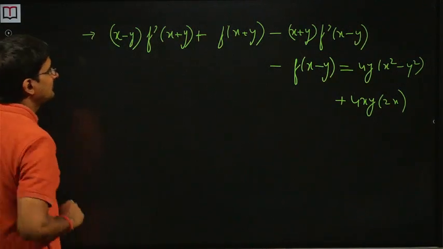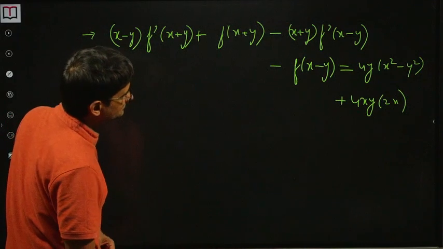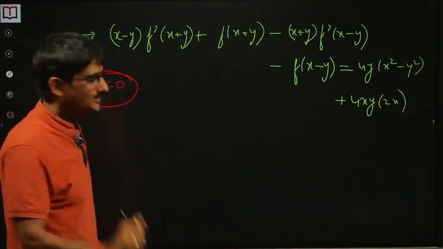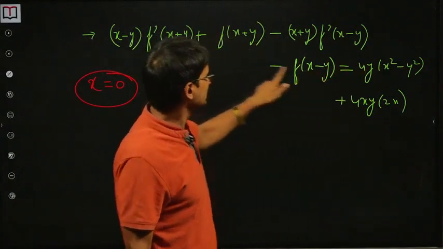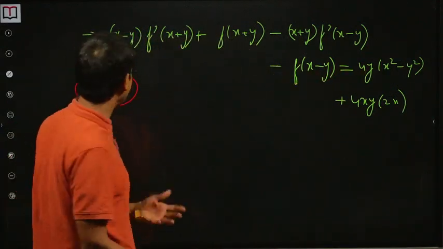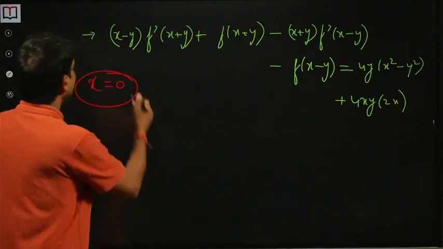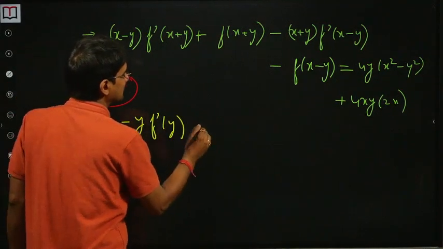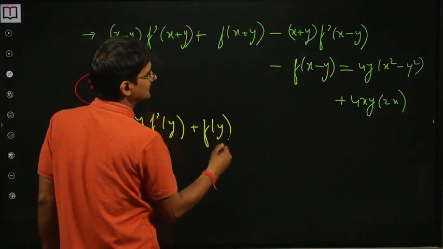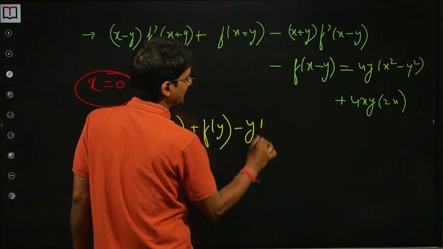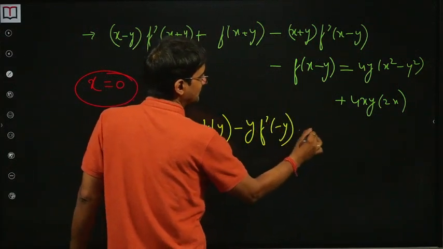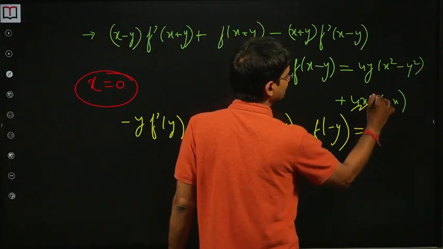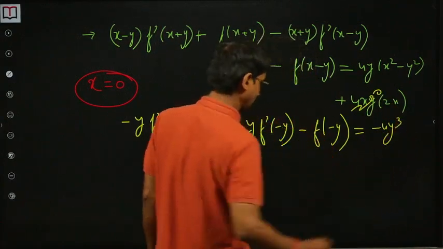Now I thought of substituting x as 0. Not y as 0, because when I tried substituting y as 0, everything got 0. 0 is equal to 0, that's what I got. I've already done this question. So put x as 0, so minus y f dash of y plus f of y minus y f dash of minus y minus f of minus y is equal to, x is 0, this is gone, minus 4y cube.